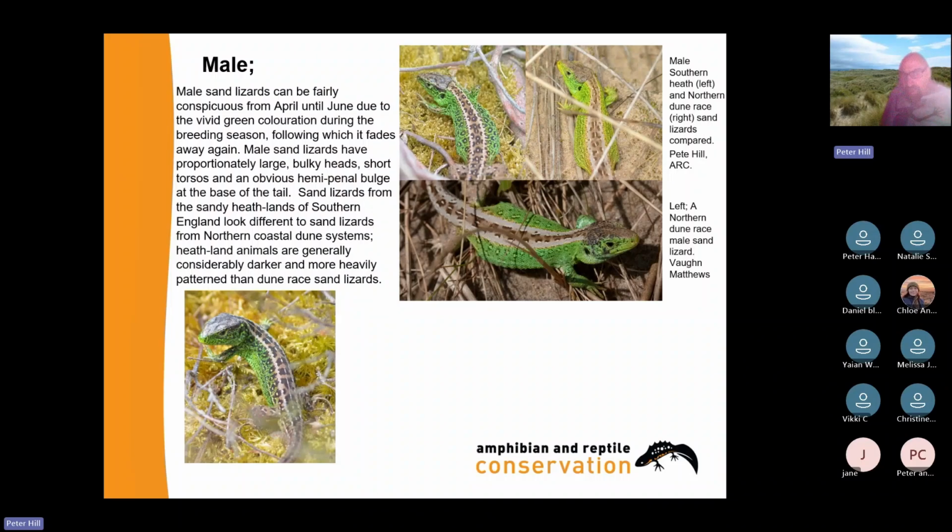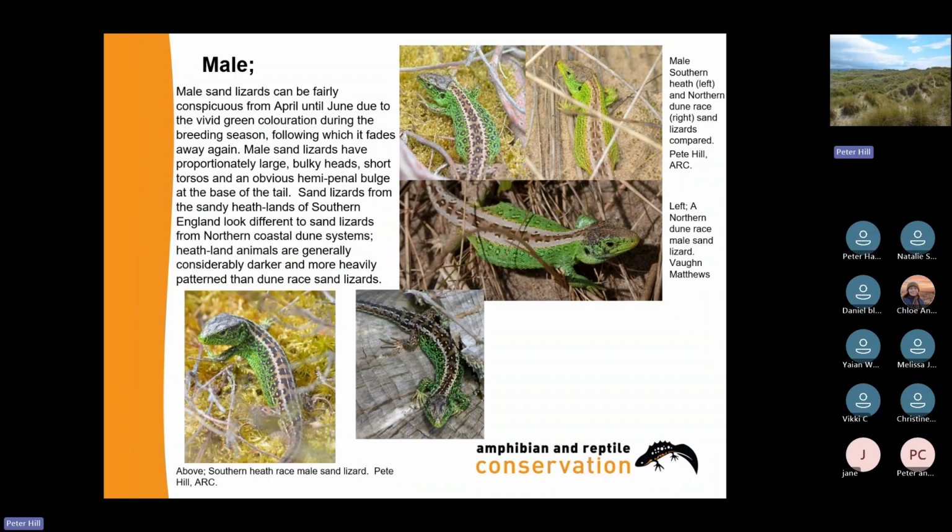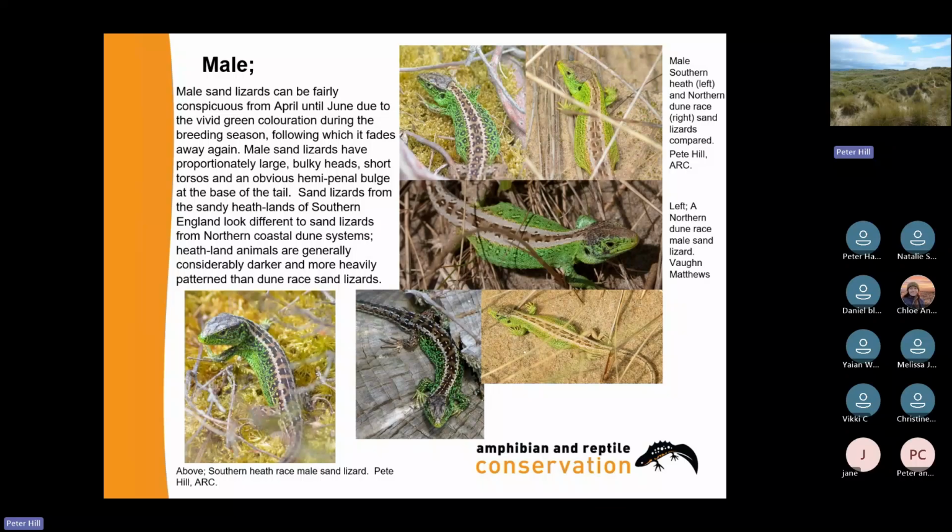Here is a southern heathland race male. Heavier patterns, darker patterns, more grass green, and he's basking on a pillow of moss and heathland rather than sand. Here's another southern heath race male, this time in Dorset. And here's a northern dune race animal, this time on the Sefton coast above Liverpool. But again, this is the population of animals that has been the source of stock for the reintroduction to Wales.